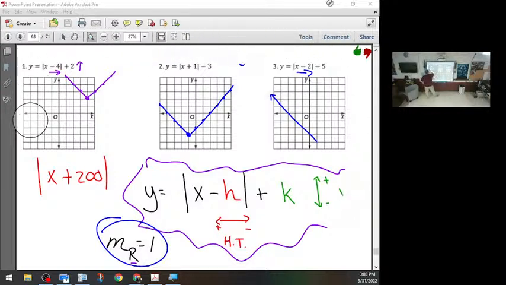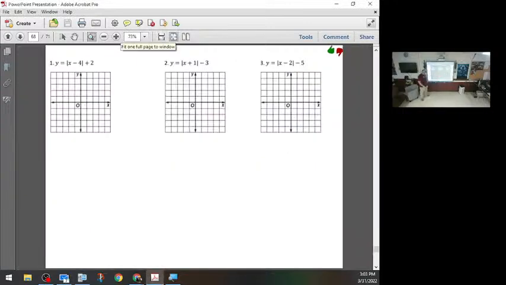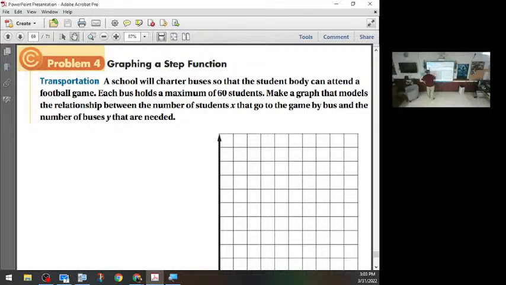So I hope you got that little cheater written down there because it makes this work so much easier. Instead of having to use a table, which sucks, you just move it over here, slope is 1. You're done. Okay. The last thing that we got are what's called step functions, or sometimes they're called greatest integer functions.